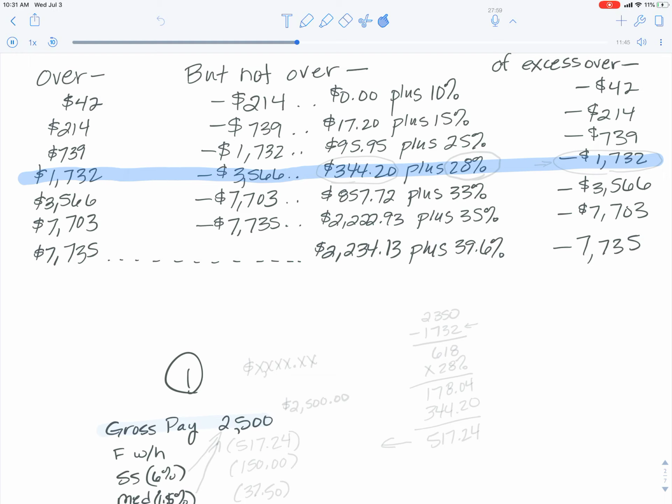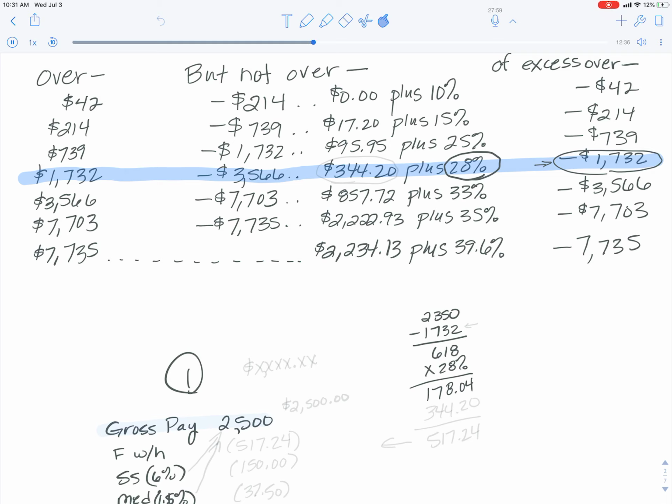Okay, so the tax has been calculated already on the first $17.32. So we're going to subtract out $17.32 first. So $23.50 minus $17.32, that's already been calculated on the tax. That's $6.18 that hasn't been calculated yet. No tax on that's been calculated yet. So we're going to use 28% on anything that's over that $17.32. So 28% times the excess is $178.04. So that's the tax on the $6.18.